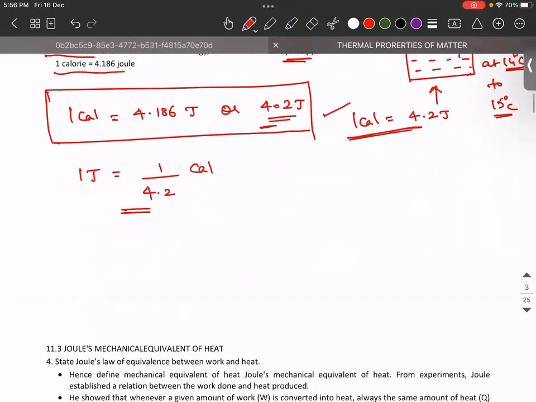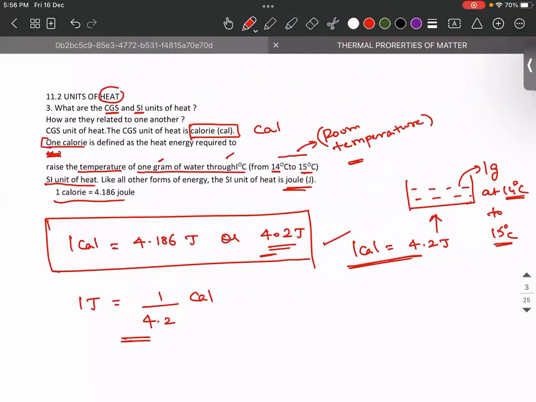Sir, that definition for 1 calorie is similar to the definition for specific heat capacity, right? Yes, it is similar. It's similar because here we say generally between 14 to 15 degrees Celsius.